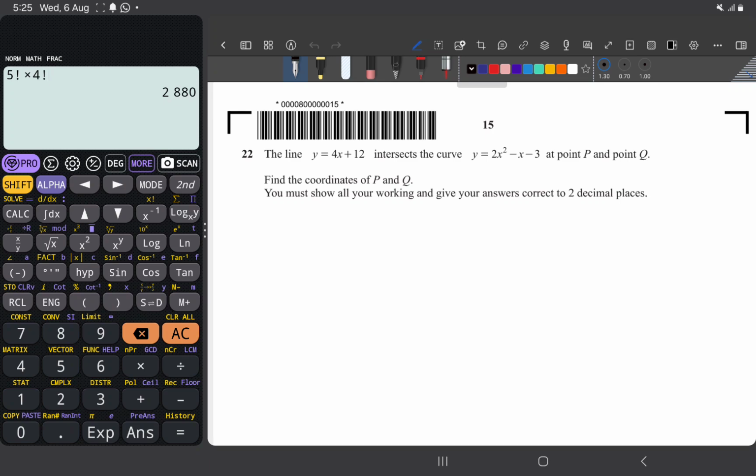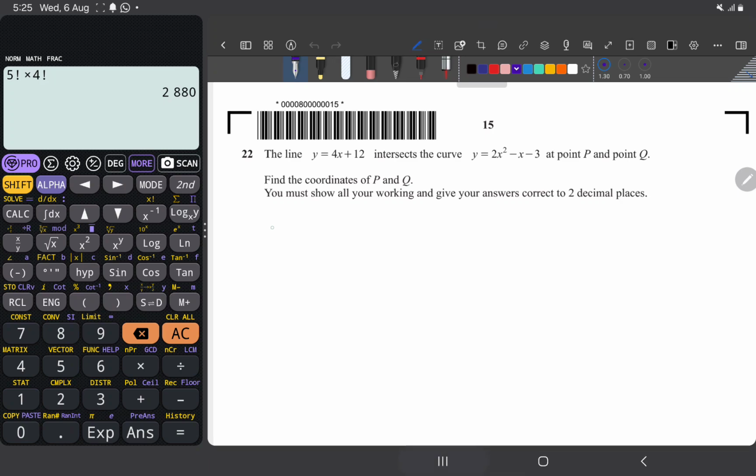Okay, this is how easy it is. There is 0% thinking involved. Here they want the point where they intersect. When two things intersect, make the two equations equal to each other. So that is the time when they intersect, when they are equal to each other.